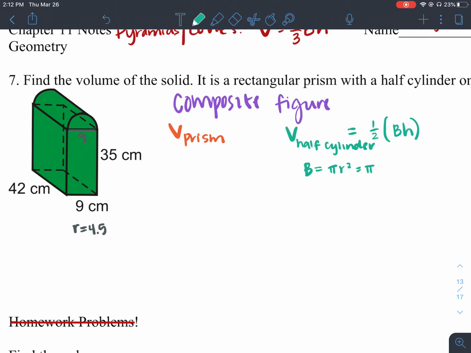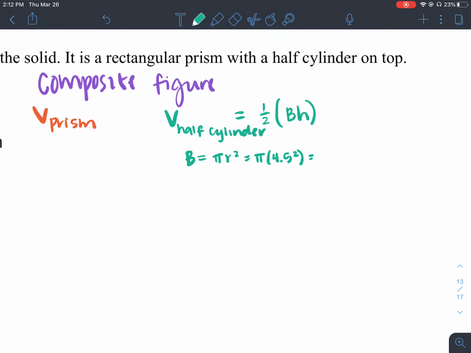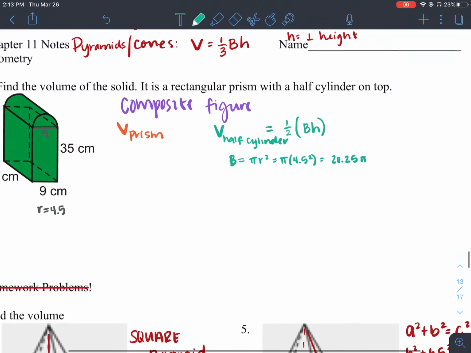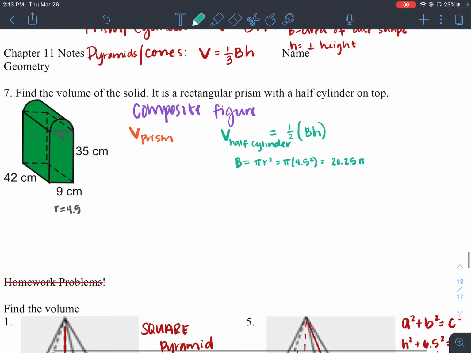So this is going to be pi times 4.5 squared. And I actually do want to leave this in terms of pi for the time being. So 4.5 squared is 20.25. And then we multiply that by that pi. So the area of our base is 20.25 pi.